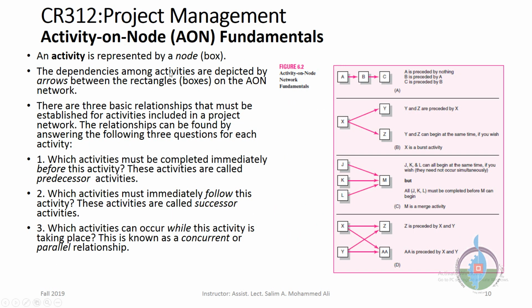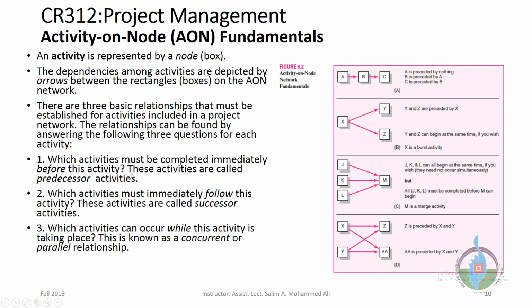An activity is represented by a node box. So A is an activity, B is an activity, C is an activity. The dependencies among activities are depicted by arrows between the rectangle boxes in the activity on node approach. Those are the arrows. There are three basic relationships that must be established for activities included in a project network. The relationships can be found by answering the following three questions. Which activities must be completed immediately before this activity?